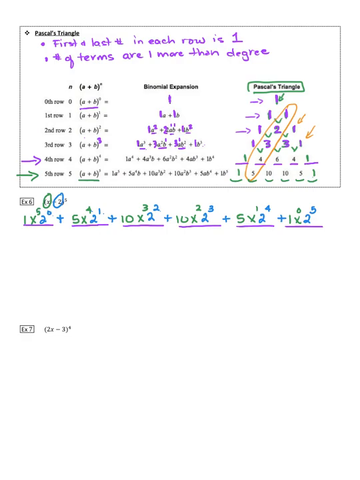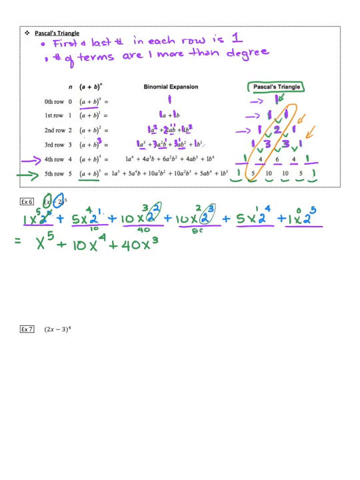And now we put all our terms together and simplify. So this is just 1. So my first term is x to the 5th. Here I have 5 times 2, so that's going to be 10x to the 4th. Here I have 10 times 4, so that's going to give me 40x cubed.